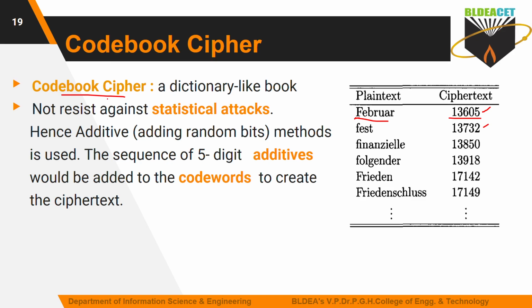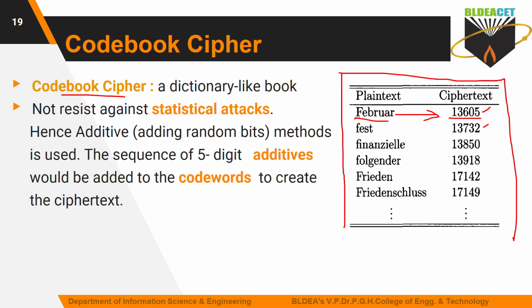Now what is the drawback of the codebook cipher? One thing is that the codebook is very important. If the sender and receiver both have the codebook, then only can they encrypt or decrypt. If the sender encrypts a word as ciphertext 13605, the receiver receives the ciphertext 13605, and with the codebook, in reverse, they retrieve the plain text. But the codebook must be with both the sender and the receiver, then only it works.